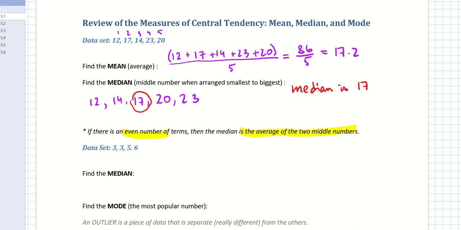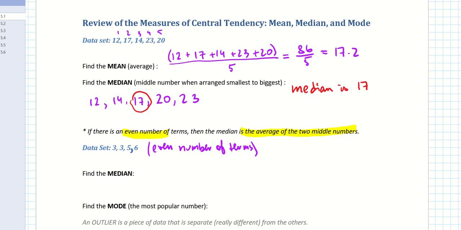All right, so let's take a look at the next one. So the next data set, we have 3, 3, and this should be a comma here. So let's fix that. So that should be 5 comma 6, not 5.6. So the median in this case, if you have even number, so notice here we have even number of values or terms. Okay, we have 4 of them.